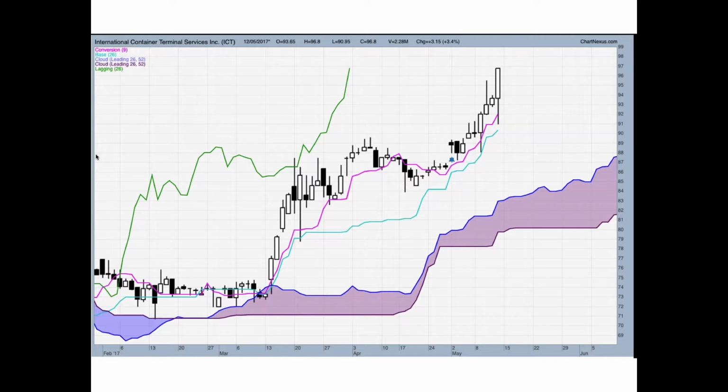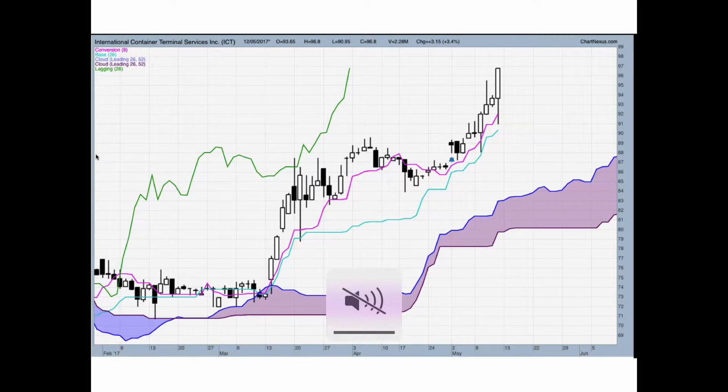Now, how do we follow this trend? There's a very simple rule. Just hold unless the Kijun-sen line is broken. Now, there are two kinds of traders. One trader is the momentum trader. The second trader is the position trader. The hybrid, or the trader in between those two, is called the swing trader, who takes advantage of the ups and downs within the trend.